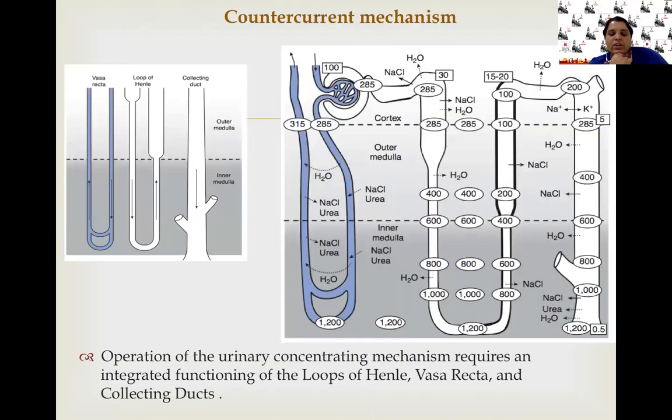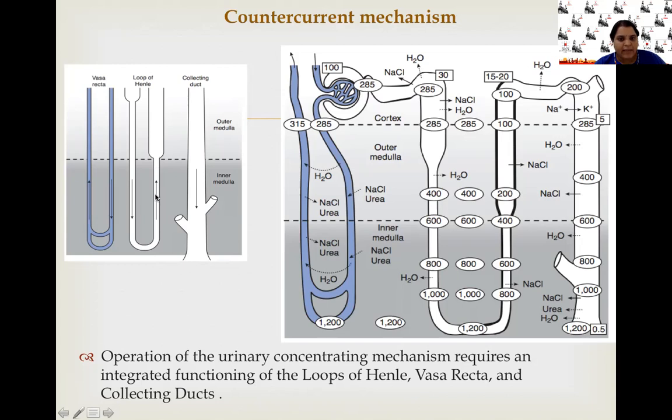Now, last but not the least to understand is the counter current mechanism. The counter current mechanism is nothing but the gradient of osmolarity that exists in the medulla. Three parts of the kidney exhibit this counter current mechanism: one is the vasa recta, another is the loop of Henle, and the other is the collecting duct. The loop of Henle has the counter current multipliers. The vasa recta has the counter current exchangers, and the collecting duct has, I would not say counter current, the equilibrating devices.